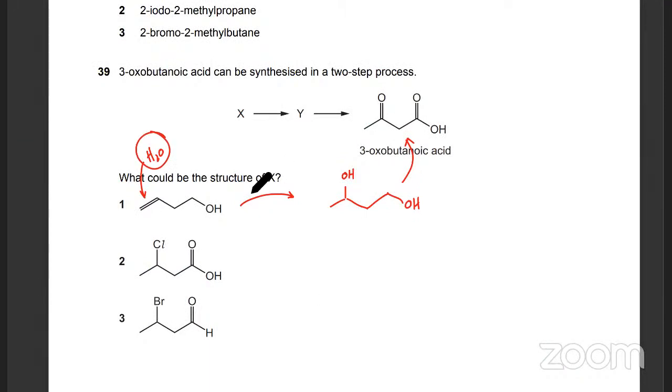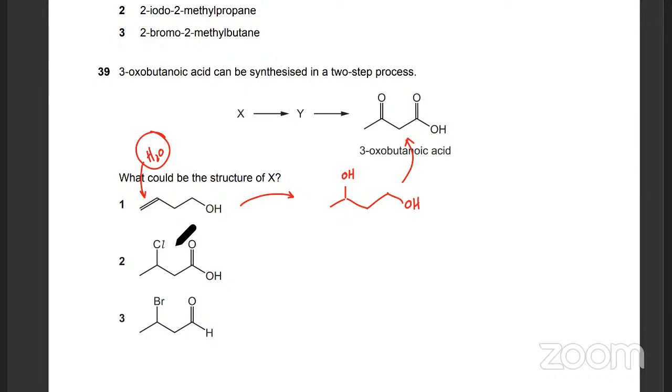But anyways, that requires 2 steps. Next step is you got a primary alcohol that turns into a carboxylic acid. You got a secondary alcohol that will also turn into a ketone. What about this one? What needs to be done if you want to convert this into this thing? What's the first step?